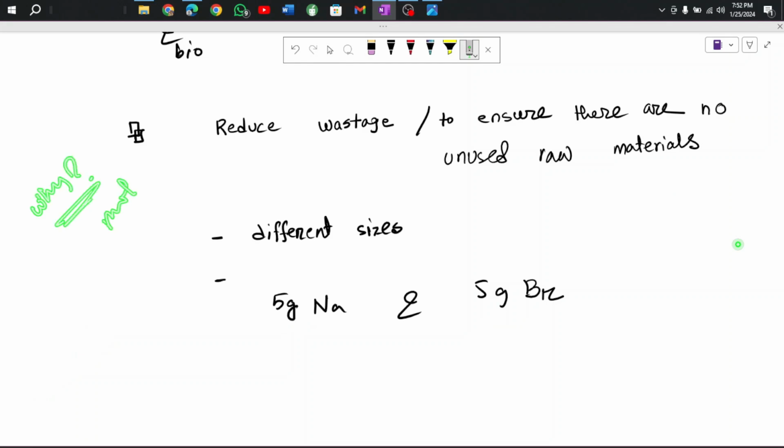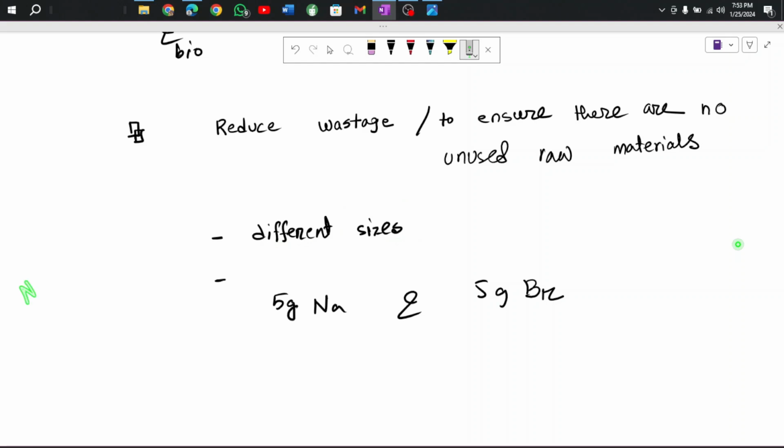The reason we need the mole concept is primarily to reduce wastage, or to ensure there are no unused raw materials. I'll tell you what that means. First, এটার এক্সপ্লেনেশনটা আস্তে আস্তে আমরা দিচ্ছি. First thing to consider, পৃথিবীতে যত elements আছে, all the elements have different sizes. Keep that in mind. All the elements have different sizes.